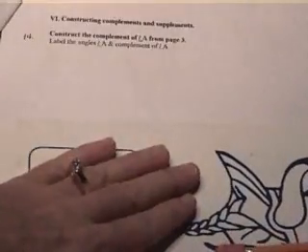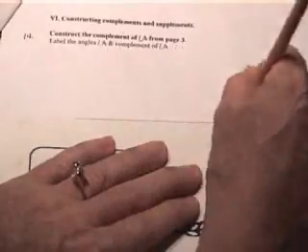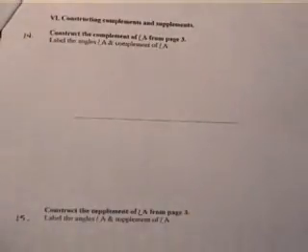Here we're being asked to construct the complement of A. I'm going to take this down so it doesn't jump around on me. Here we're going to construct the complement of A. Again, I'm going to start by drawing a line. And what we're going to have to do is copy. Well, wait a minute. Hold on.